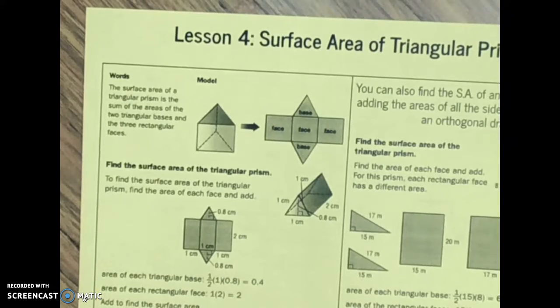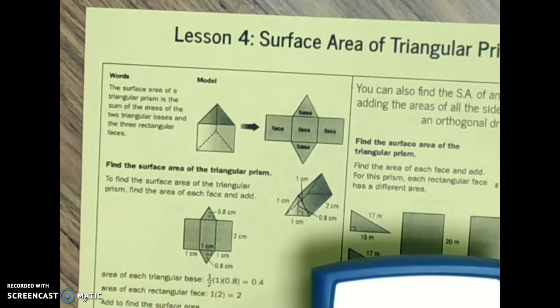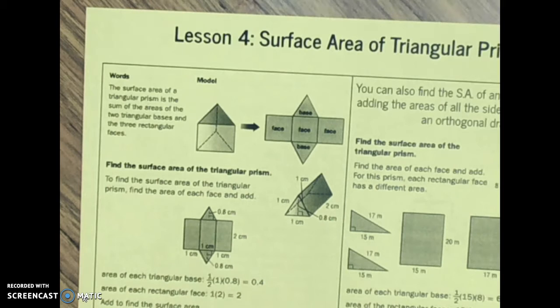Okay, we're looking at lesson 4, surface area of triangular prisms today. And yet again, we get to use our handy dandy calculator. So we just need to see what we need to do first.